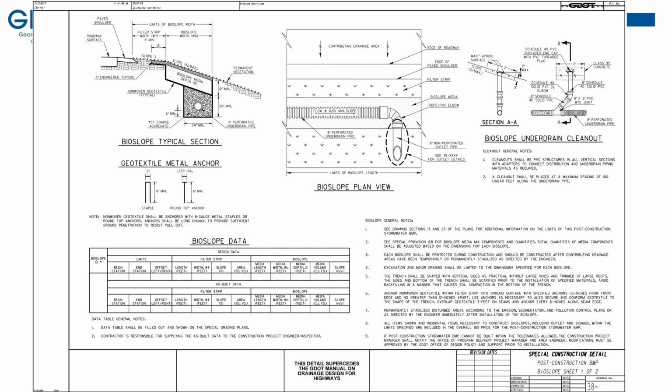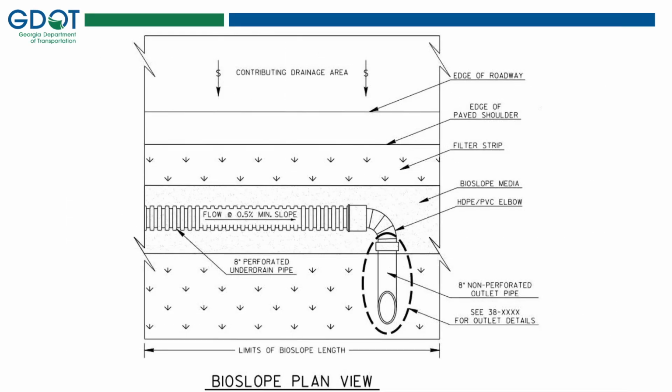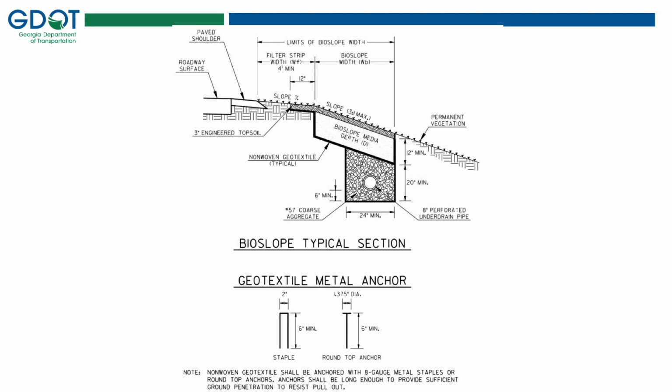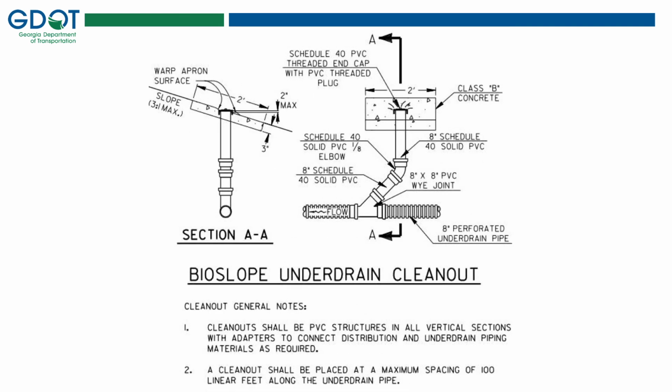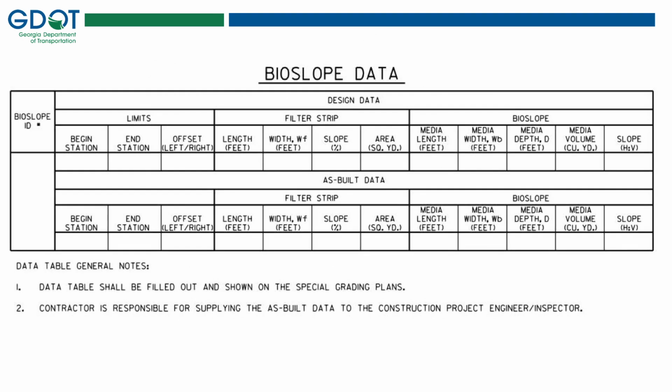Within the Bioslope typical section, the designer should update these details for their project, specifying the filter strip width, bioslope width, and surface slopes. The design engineer is responsible for providing details on the underdrain system, including identification on how and where the underdrain will outlet. The construction details also include guidance for the placement of underdrain cleanouts. Cleanout locations should be specified on the plans and should be spaced no more than 100 feet apart. The construction details should be edited by the designer to include stationing to locate the bioslope and to provide bioslope dimensions, including length, width, slope, and area, as well as media specifications.